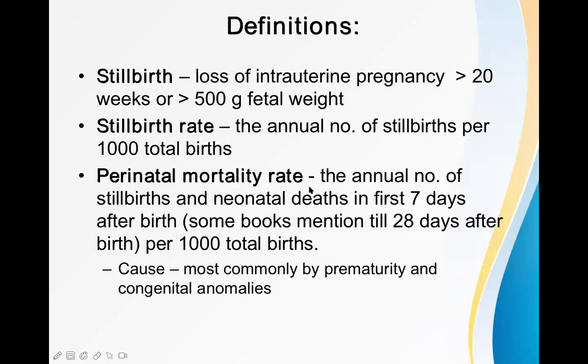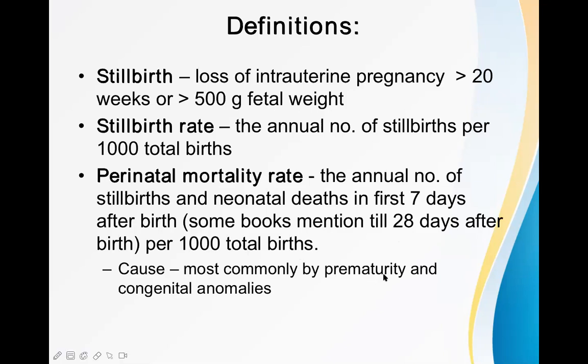That is, from 20 weeks of gestation till the first 7 days after birth is the perinatal period. So if a baby dies during that time, this is called perinatal mortality. And if we calculate the rate per 1000 total births, we call it the perinatal mortality rate. It is now easy for you to understand. Now, what are the causes of perinatal mortality? Most commonly, it is caused by prematurity and congenital anomaly.